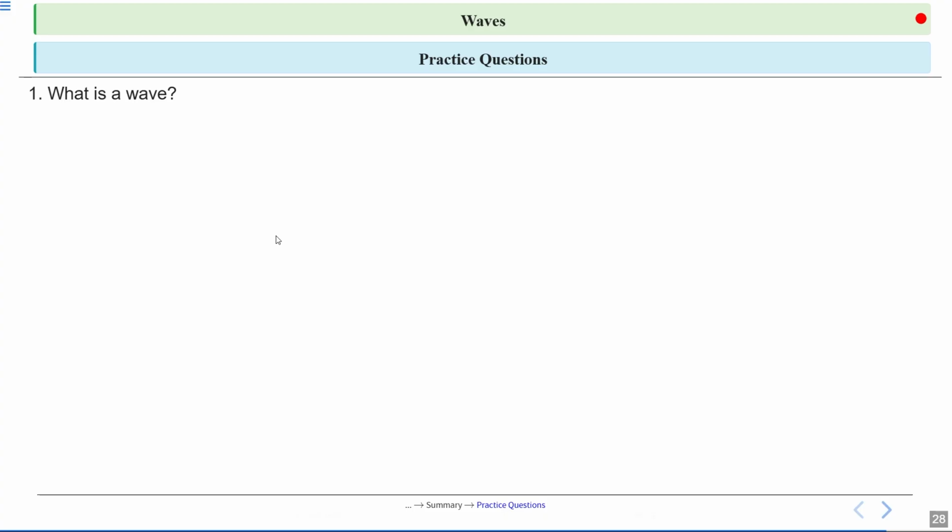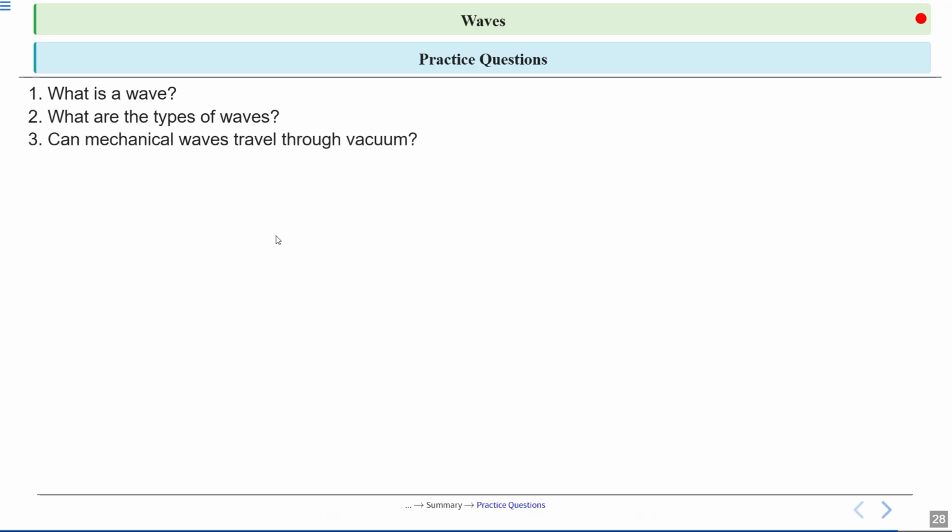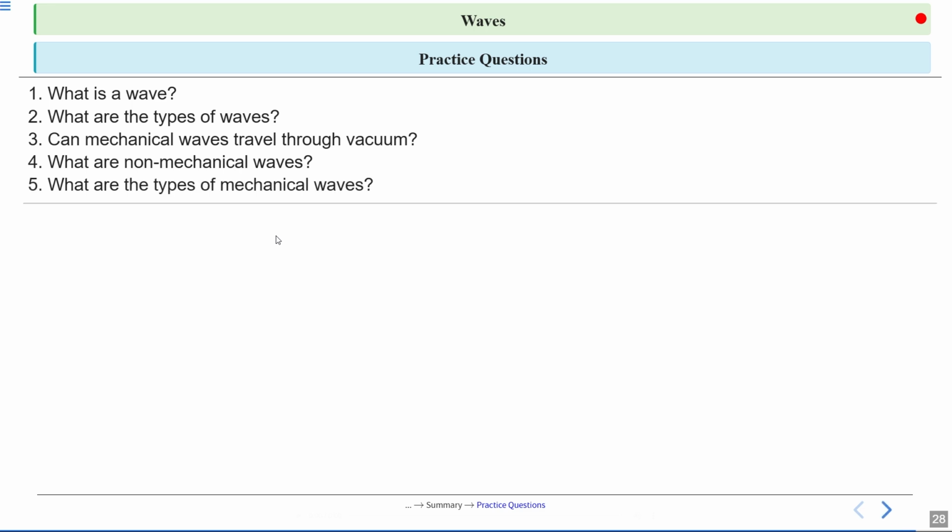We have some practice questions. These questions will enhance our concept and problem solving skill. So please solve. This is homework. First, what is a wave? Second, what are the types of waves? Next one, can mechanical waves travel through vacuum? What are known as mechanical waves? What are the types of mechanical waves? So these are the practice questions. Clear?